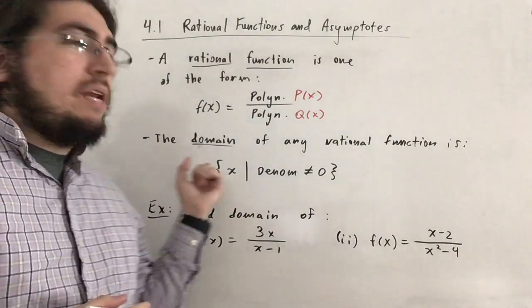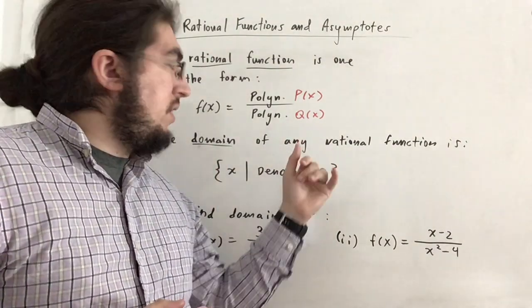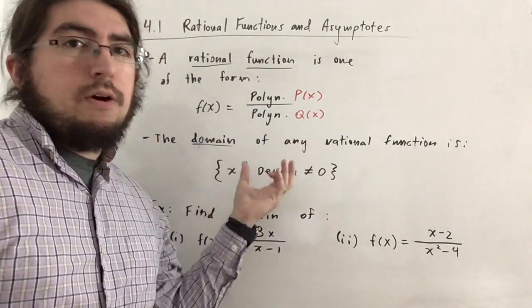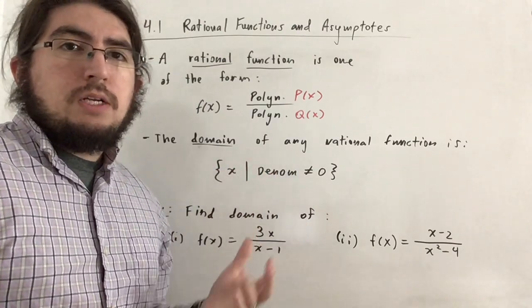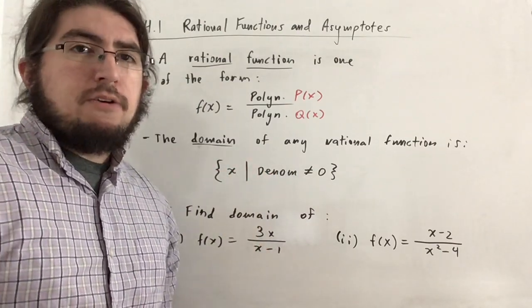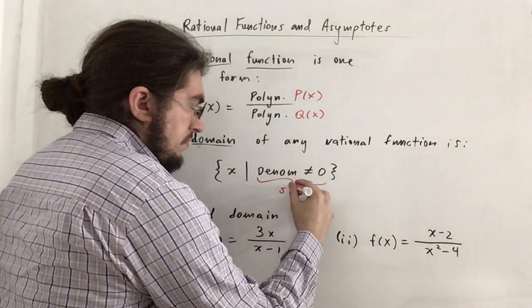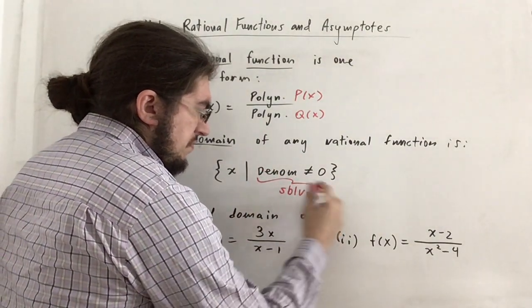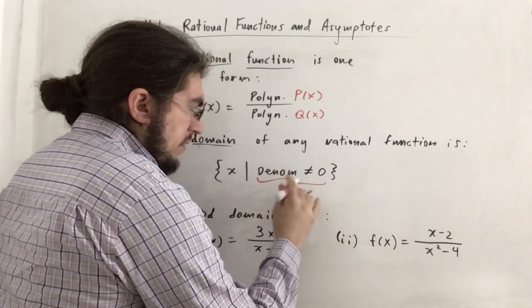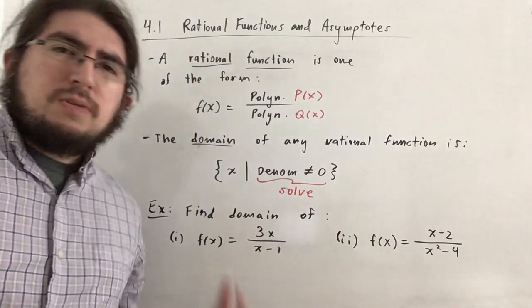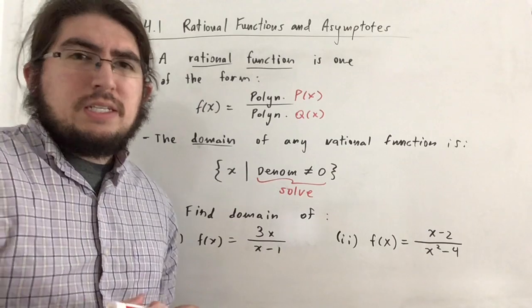Here I say the domain of any rational function is just the set of all x values such that its denominator is not zero. Usually you want to actually solve this inequality here, so solve exactly for what x cannot be equal to. We'll see that in these examples, of course. So let's just begin that.